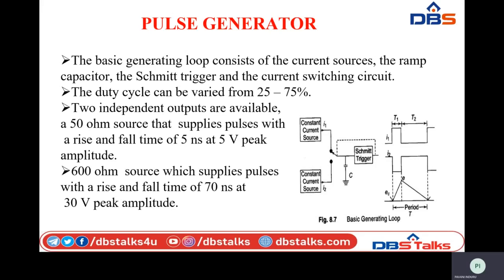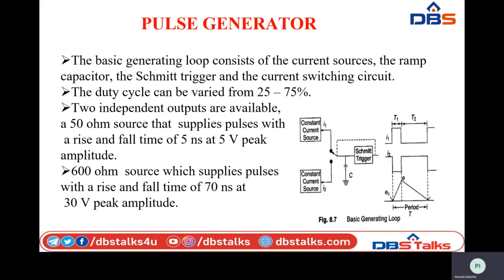Here the ratio of these two currents I1 and I2 controls the frequency of the signal, and the sum of these two current signals sets the duty cycle, which can range from 25 to 75%. And here we have those independent outputs, which are about 50 ohm source, which supplies us with a rise and fall time of 5 nanoseconds at 5 volt peak amplitude.